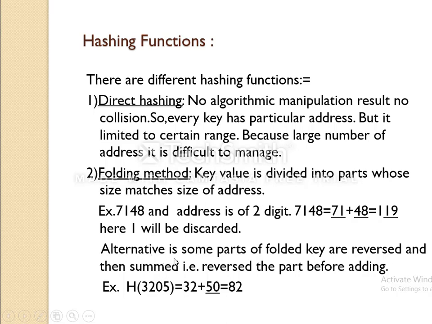Alternative is some parts of the folded key are reversed and then summed, that is, reverse the part before adding, as shown in the example. Hashing function of 3205: first the 05 is reversed, that is 50, and then add, it is equal to 82. This is the address.